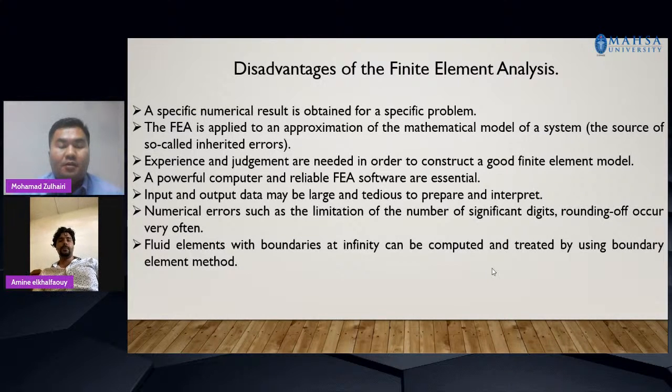It also needs a powerful computer, not so powerful, but usually it requires a lot of processing, which means your processor needs to run for a longer time. So it will cost you a lot in electricity bills and also generate lots of heat. So this needs a powerful computer and reliable finite element software. You also need to have experience in using the software, and maybe you can get a professional advisor to complete your final analysis.